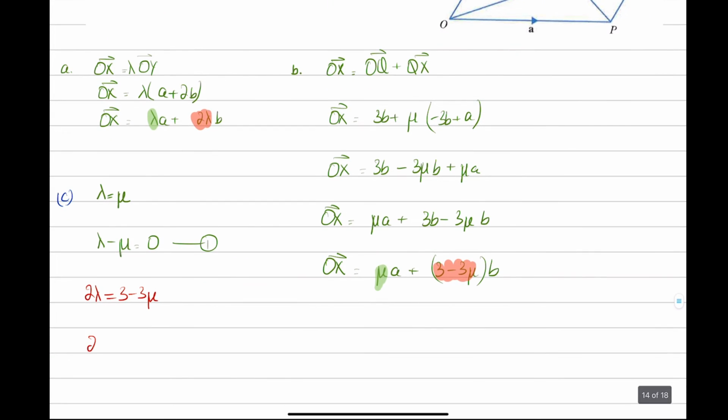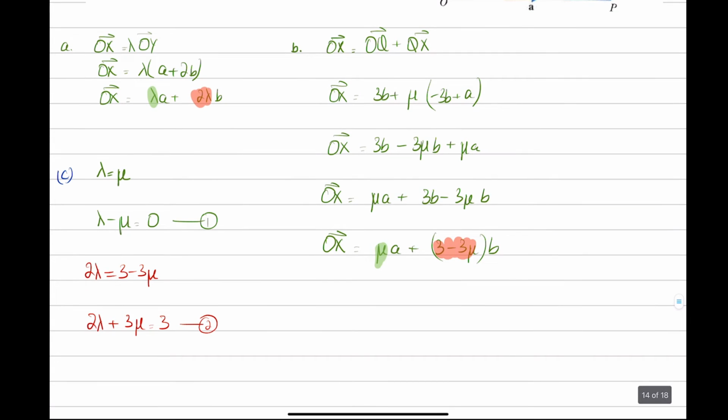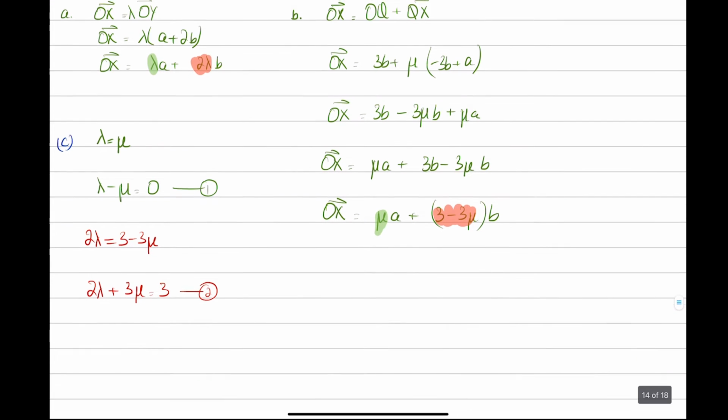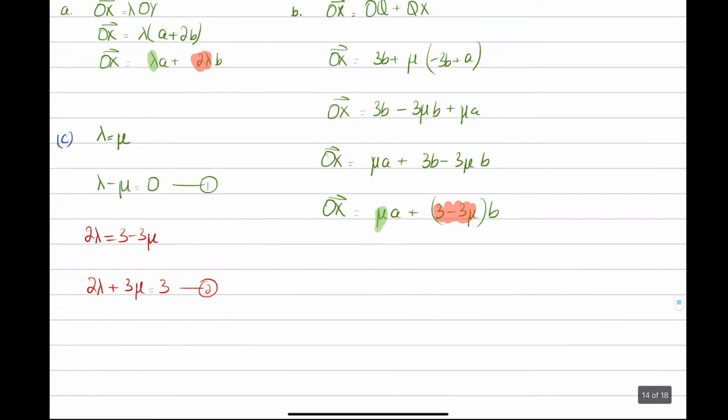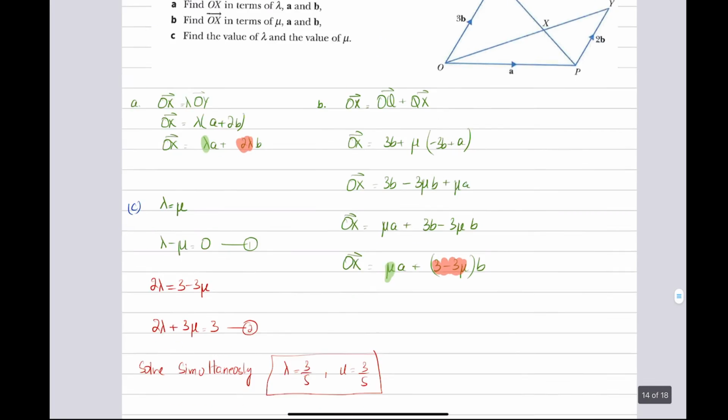And then this, if you rearrange, it's going to be 2 lambda plus 3 mu equals 3. Now in this, since you know that lambda equals mu, you can just replace mu with lambda and then solve it. Makes no difference. But if you solve it simultaneously, and if you do it correctly, this is what you end up with: lambda equals 3 upon 5, and mu is also equal to 3 upon 5. And there you go. That is your final answer.